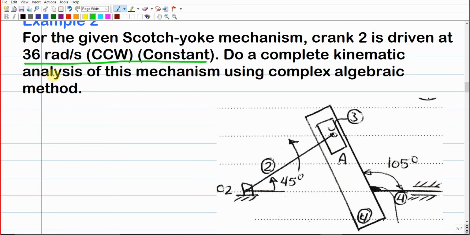Radians per second definitely should be angular velocity, right? And its direction is counterclockwise, as already represented here. So this should be omega 2. And it is constant, which means that there is no alpha 2. Alpha 2 is already 0. Do a complete kinematic analysis of the mechanism using the complex algebraic method, right?